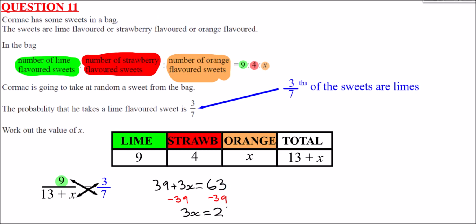Double check it if you're not sure. Then therefore divide both sides by 3. Therefore 1x would have to be equal to 8. And also this can be double checked. If there's 9 and 4 and 8, then that's 21 parts in total. 9 out of 21 would simplify down to 3/7. So it does work and it can be double checked.